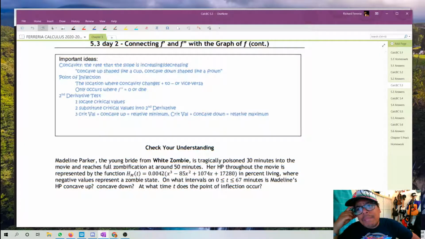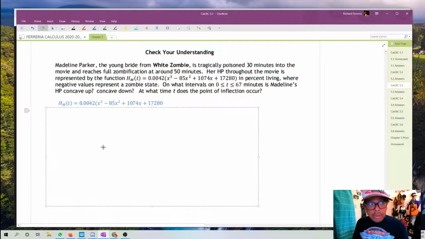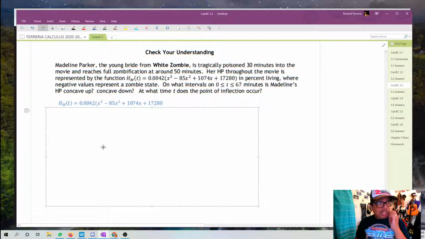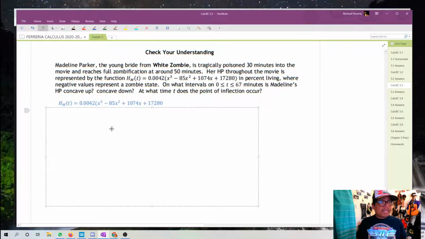The check your understanding is again from White Zombie. And we're taking that same function, I believe, from 5.3 day 1. And now we're going to be looking at relative minimums and relative maximums. Start off by writing our function out. And I see I forgot a parenthesis at the end here. Hopefully that's not going to throw us off too much.